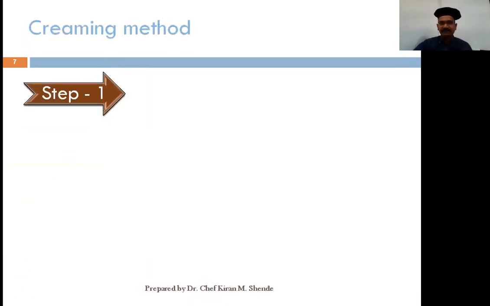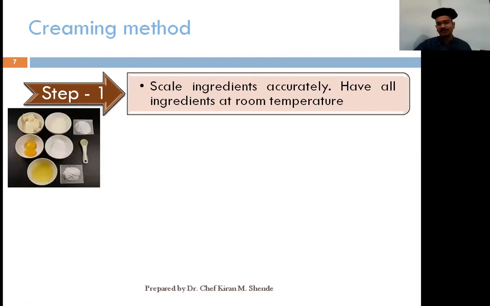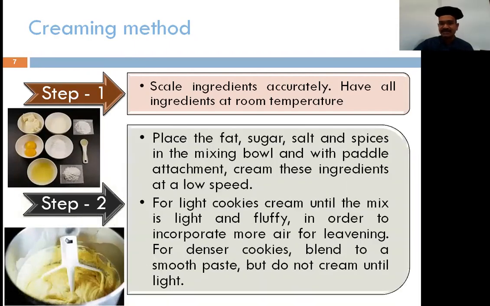The second method is the same as the sugar batter method in cake making, that is the creaming method of cookie making. Step one, all the ingredients are scaled accurately at room temperature. Second step, the fat, the sugar, the salt, the spices, all are put in the planetary mixer with a paddle attachment, and mixed at a slow speed. It depends upon what cookie you are making, the mixing should differ. For light cookies, cream until the mixture is light and fluffy in order to incorporate more air, like for your sponge cakes. For denser cookies, blend it to a smooth paste, but do not cream until it is very light.